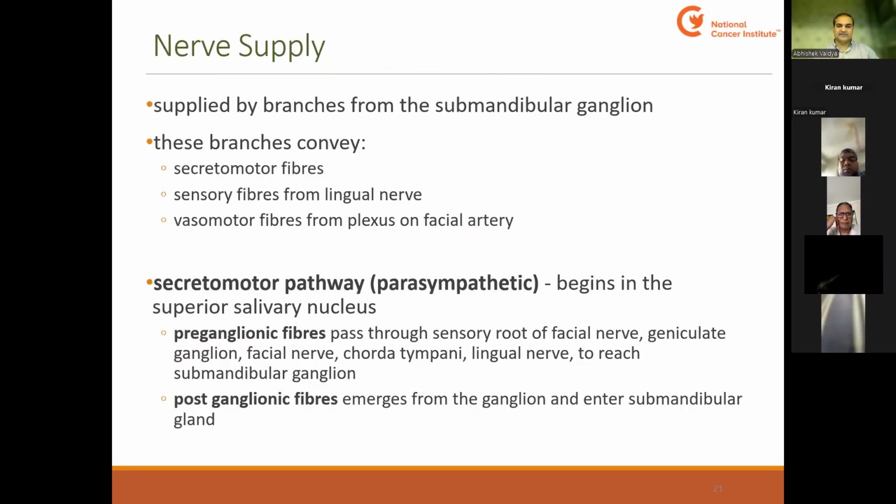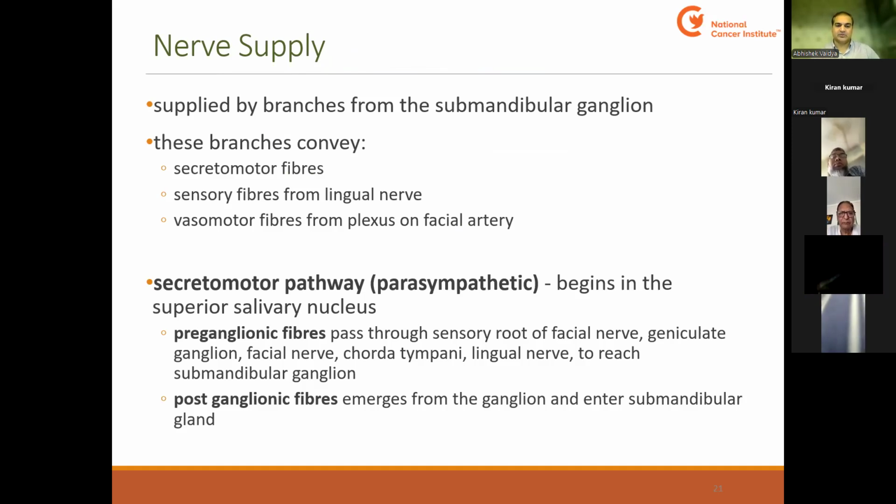Now, nerve supply. This is important for the submandibular gland. It is supplied by branches of the submandibular ganglion. These branches carry all kinds of fibers, the secretomotor fibers, the sensory fibers from the lingual nerve, and the vasomotor fibers from the plexus on the surface of the facial artery. So we'll study these one by one.